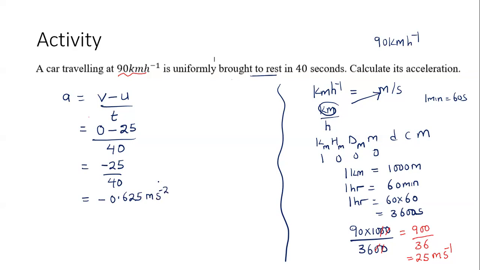Now, when you look at our acceleration, you are seeing that our acceleration is negative. The negative on our acceleration here shows us that it is decelerating. The velocity is reducing. Something is coming to rest. So the use of this negative you are obtaining is to show you that it is a deceleration. But when you are concluding, you will say the car decelerated at 0.625 meters per second squared.